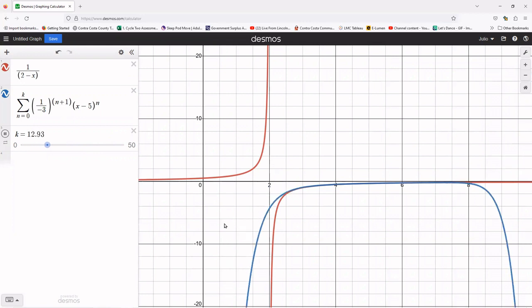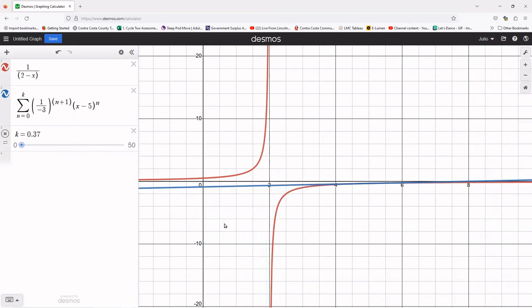Okay. So this is showing us a fair amount already. If you take a look, it's matching the two functions, right? My power series and the function are matching at around x equals 5. And it looks like maybe from x equals 2 to x equals 8, that's where it's really matching. Outside of that, it's sort of going a little crazy. It's not exactly squishing in.